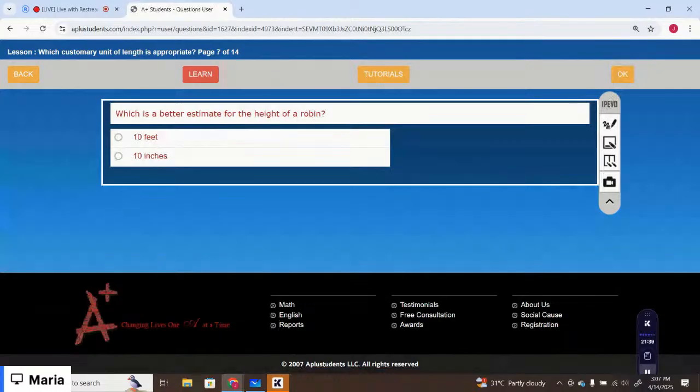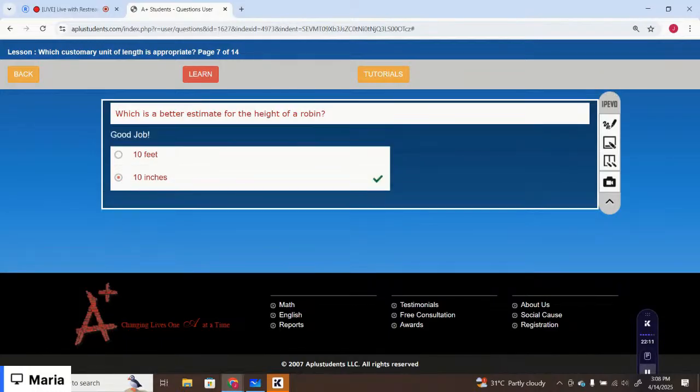Which is a better estimate for the height of a robin, 10 feet or 10 inches? So which is the correct option? Robin, it would be 10 inches. Option number 2 is the correct option, because 10 feet is too long for the height of the robin.